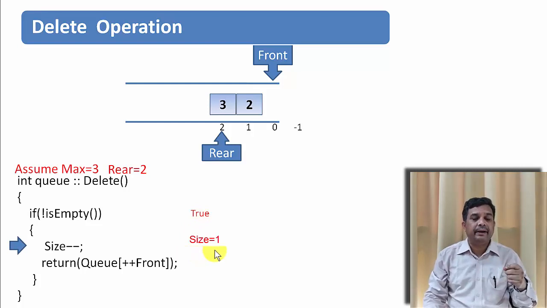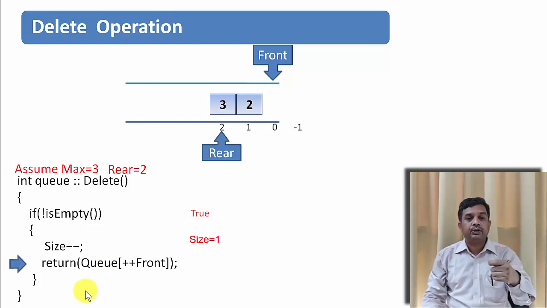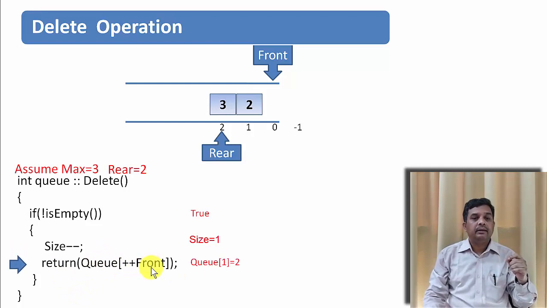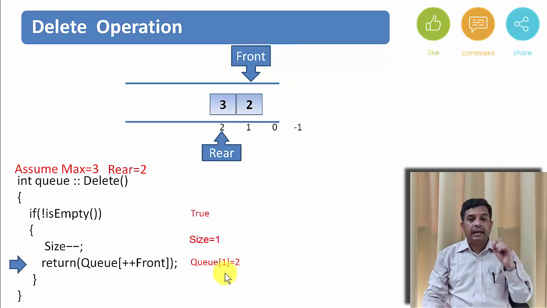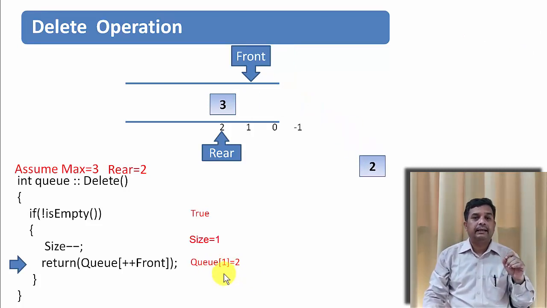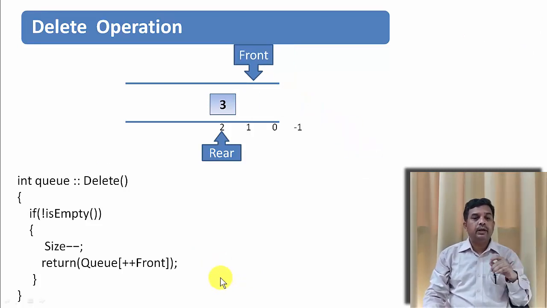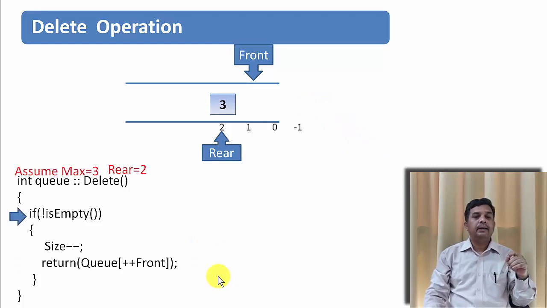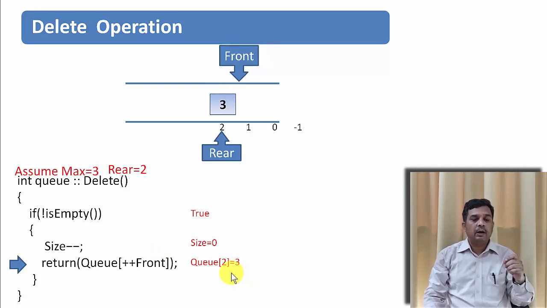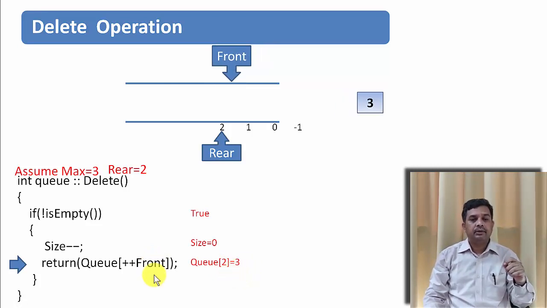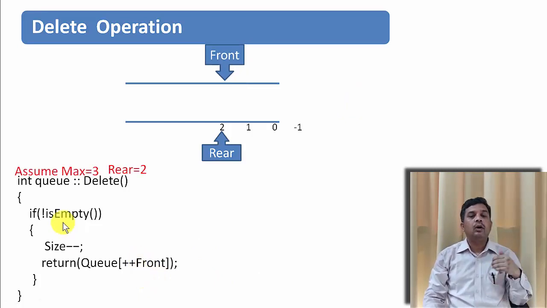Now size is decremented by 1, which means after the execution we will have only one element, and we increment the queue front. So the element in the first index, element 2, we are going to delete. Similarly, when you delete the next element, this condition is also true. So size becomes 0 and the front is incremented. The second index element, that is 3, will now be deleted or returned.